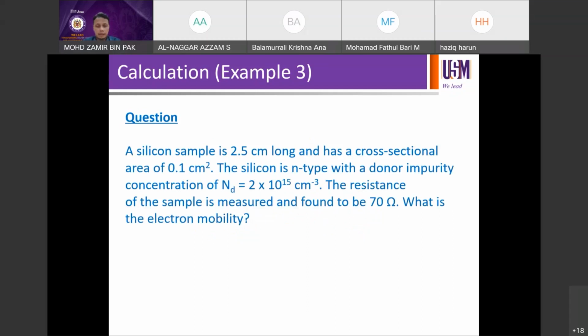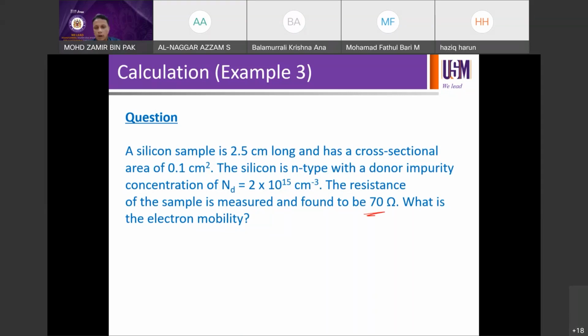A silicon, again, silicon. So below silicon, you can already plug in ni equals 10 to the 10 per centimeter cube if it's required, right? A silicon sample is 2.5 centimeter long, so L is 2.5, and has a cross-sectional area of 0.1 cm squared, so A is 0.1 centimeter squared. The silicon is N-type, doped with impurity Nd equal to 2 times 10 to the 15, and the resistance of the sample is measured and found to be 70 ohm.